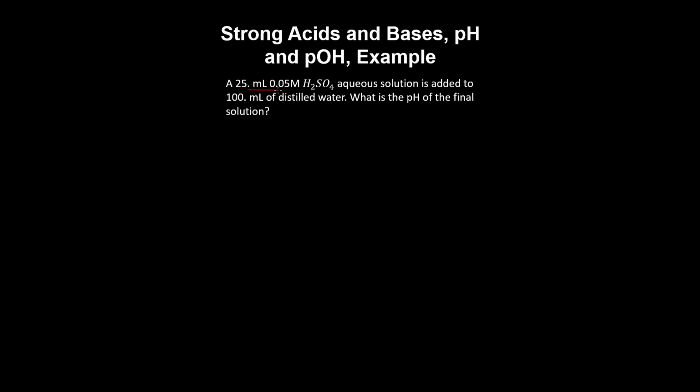A 25 mL 0.05 molar aqueous solution of sulfuric acid is added to 100 mL of distilled water. What is the pH of the final solution? Well, being a strong acid, sulfuric acid will fully dissociate into hydronium and sulfate ions in an aqueous solution.